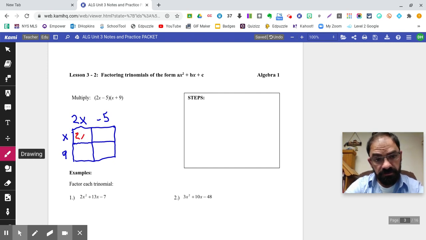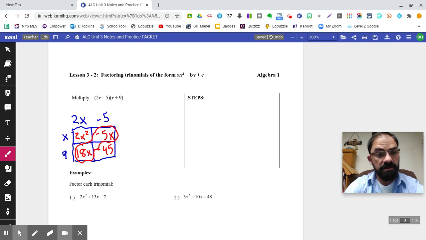2x squared. X times -5 is -5x. 9 times 2x is 18x. And 9 times -5 is -45. So our like terms are here, diagonally. See, it helps me check my work too. And my answer is 2x squared, 18x minus 5x, combining like terms diagonally, is 13x. And then I have minus 45.